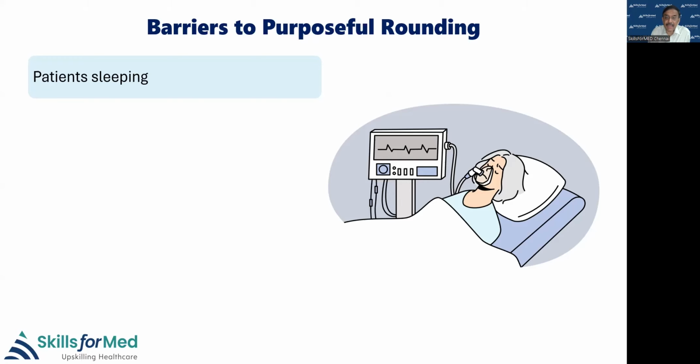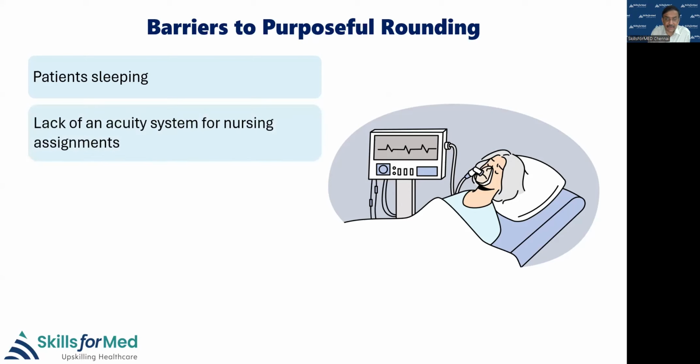So the major barrier is the patient is sleeping. Do I still go and do all this for the patient? We will discuss that in the next slide. Then, lack of an acuity system for nursing assignment. Acuity-based nursing is very important. If you're not implementing it, then the nurses are running hither and thither, and it's not very organized. It's because the senior-most nurse and the junior-most nurse get almost an equal number of acute patients. So the junior nurses are struggling, so that they don't have time to do purposeful rounding.